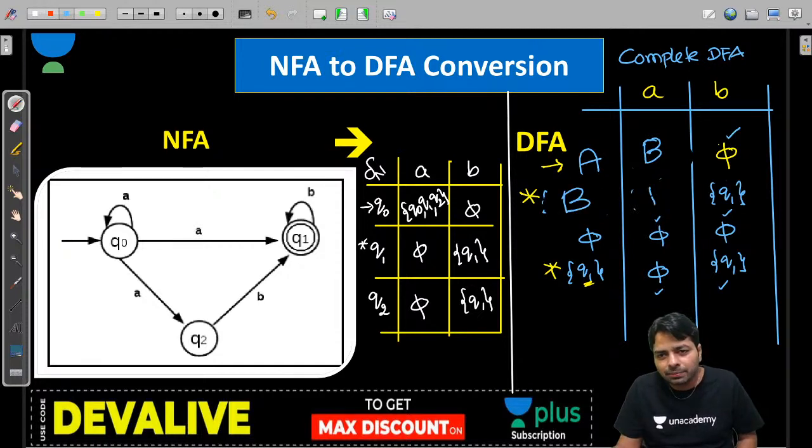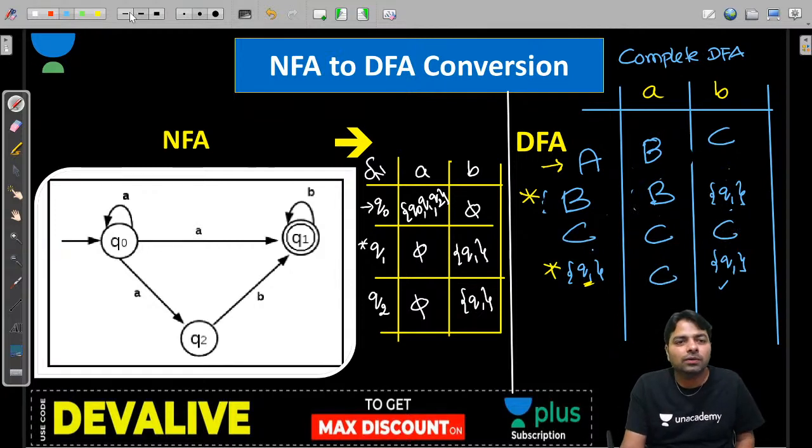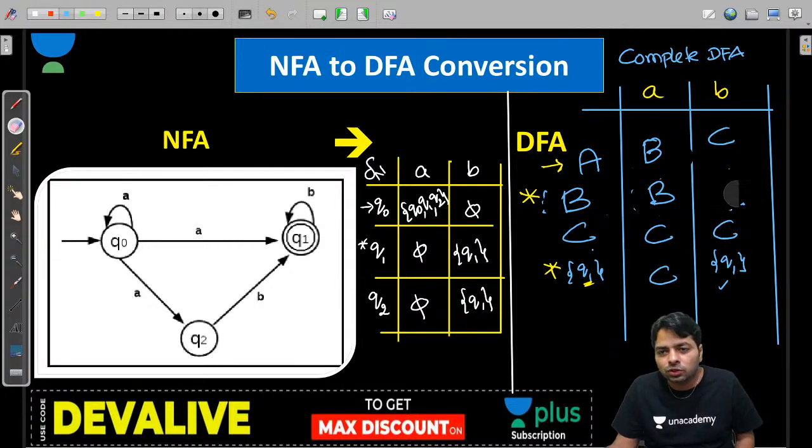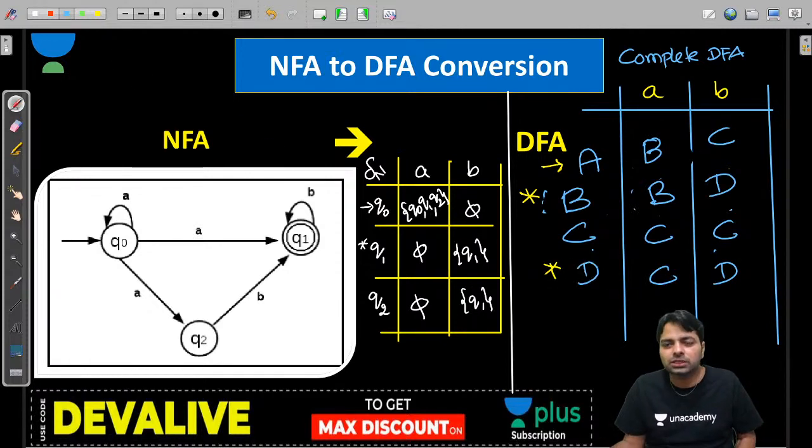Here B is there, here B is there. Now the empty set I'm going to call, let's say, C. So all of these I'm going to put a C. You can rename now. Now the only one remaining is Q1, that I'm going to call capital D. That's all. Now this is your machine, guys.